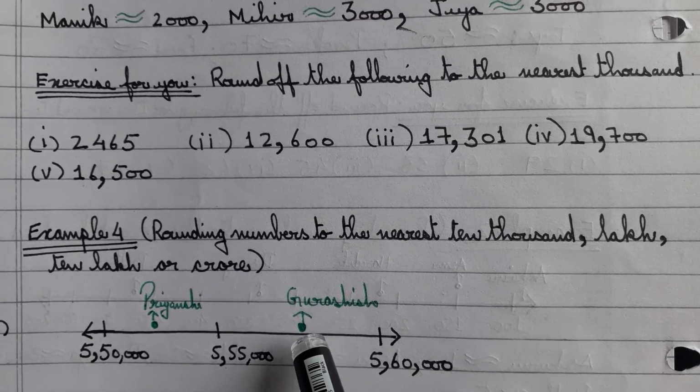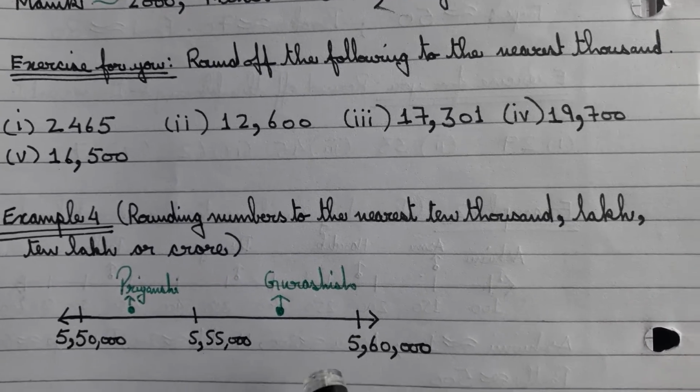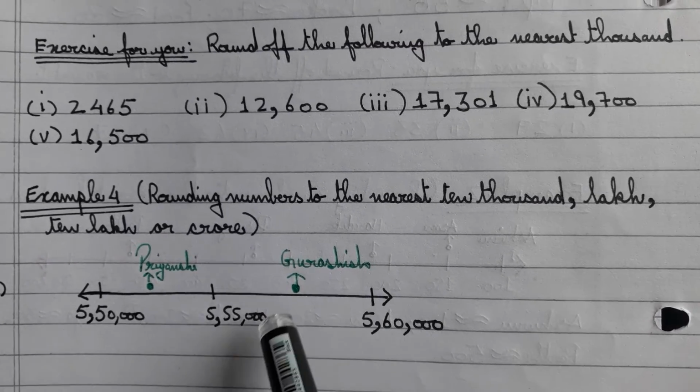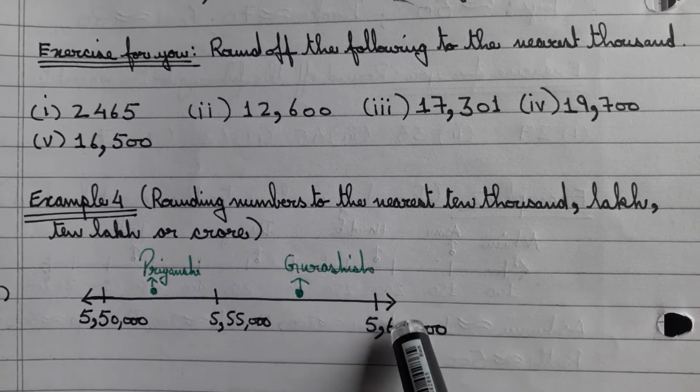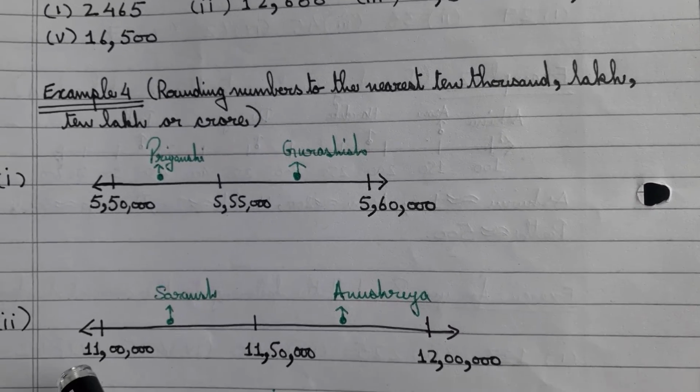And what about Gurashish? Should he have 5 lakh 55,000 or should he have 5 lakh 60,000? Try thinking. See, he will move to this side. So he will have 5 lakh 60,000. Alright. Okay, now look at this.